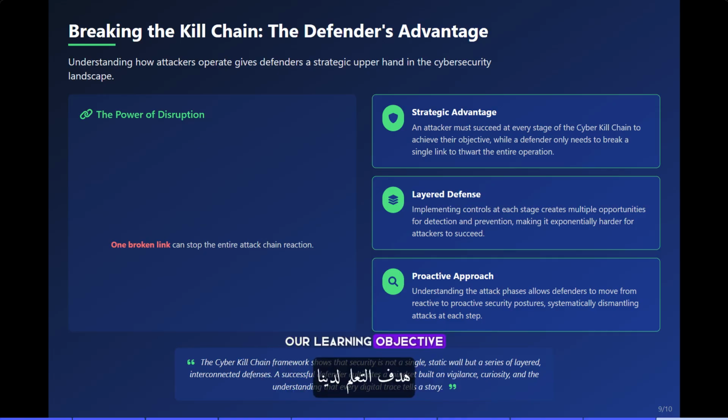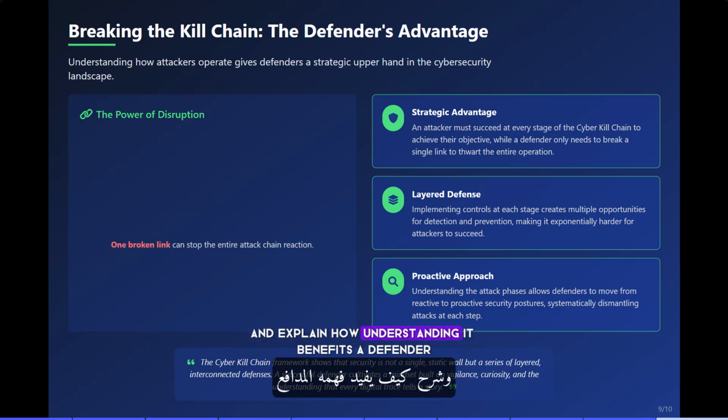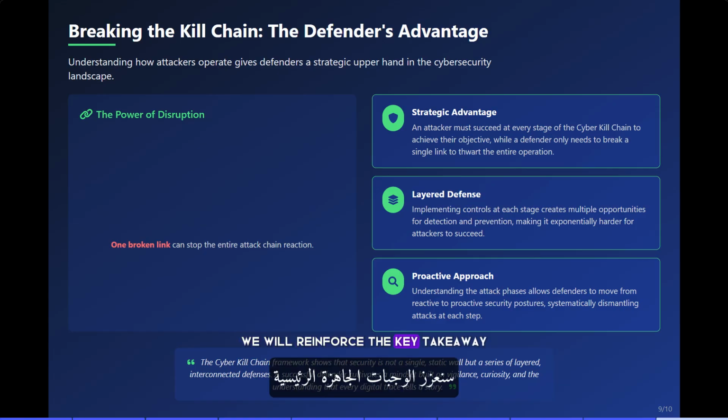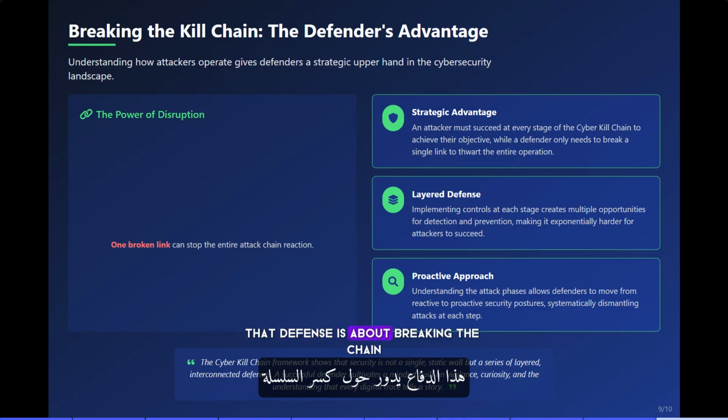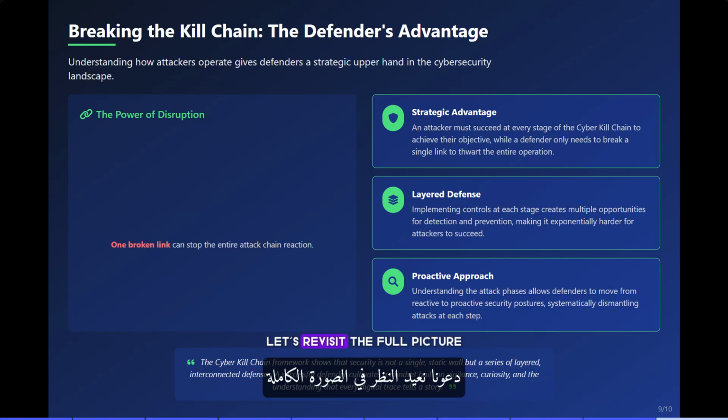Our learning objective is to summarize the cyber kill chain and explain how understanding it benefits a defender. We will reinforce the key takeaway that defense is about breaking the chain at any point. Let's revisit the full picture, the cyber kill chain, one last time.